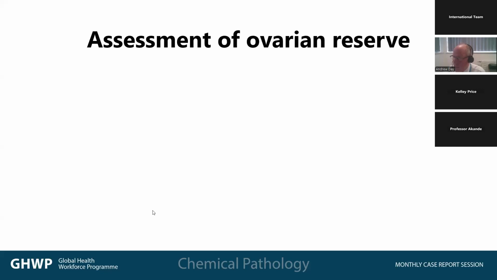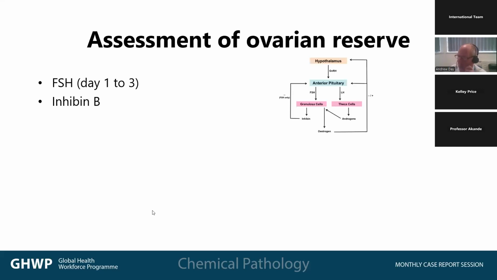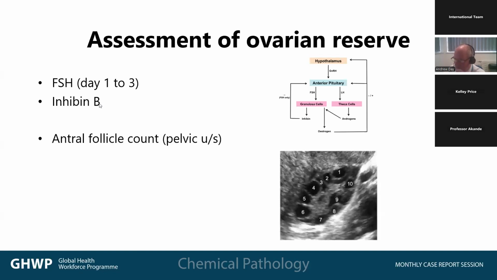Okay, so how do we assess a woman's ovarian reserve? Well, we could attempt to do this, as was perhaps practiced at one time, by measuring some of the driving or feedback hormones, so FSH or inhibin B. These are not very good markers of ovarian reserve. They tend to be very variable. More commonly now, the gynecologists will actually image the ovaries and count the number of antral follicles that are present.